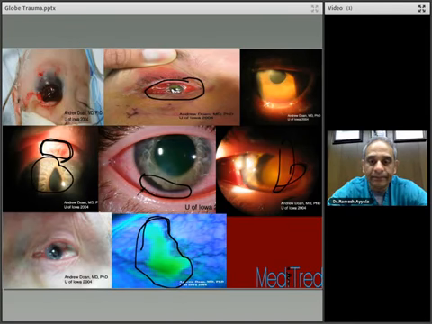Looks like this particular patient here has a subluxated lens. You can see the dislocated lens, which is turned white, probably from trauma.